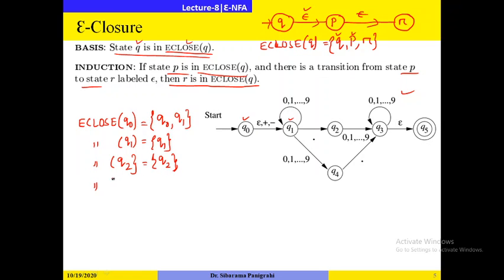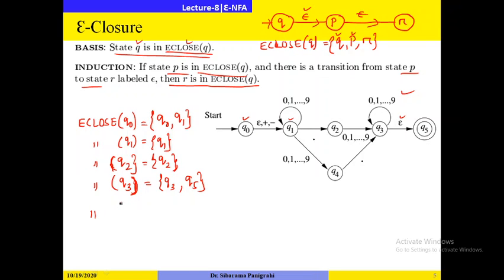Next, let me compute the epsilon closure of Q3. Q3 will be there. Now I have to check whether there is any epsilon transition from Q3. Yes, from Q3 there is an epsilon transition to Q5. So Q5 will also be present in the epsilon closure of Q3.